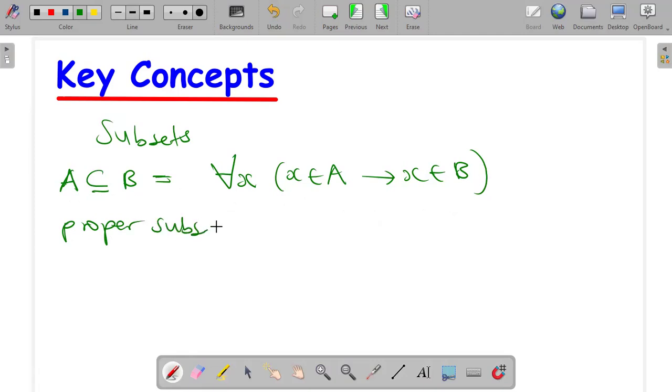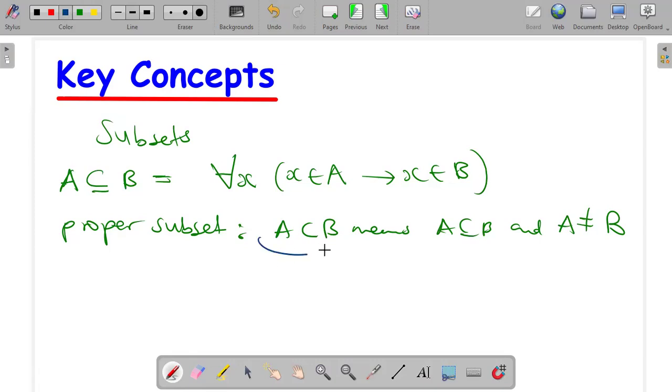Okay, another term that we must note is proper subset. So what is a proper subset? So if A is contained in B, like this, this means that A is contained in B, and A is not equal to B. So this here, we use this notation here when we mean it's a proper subset.